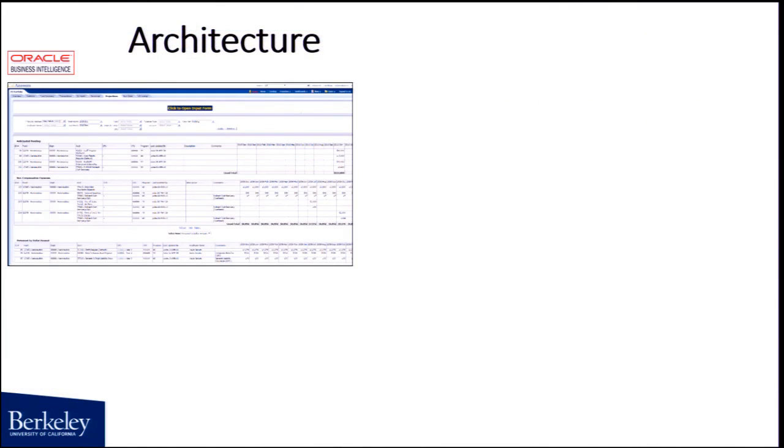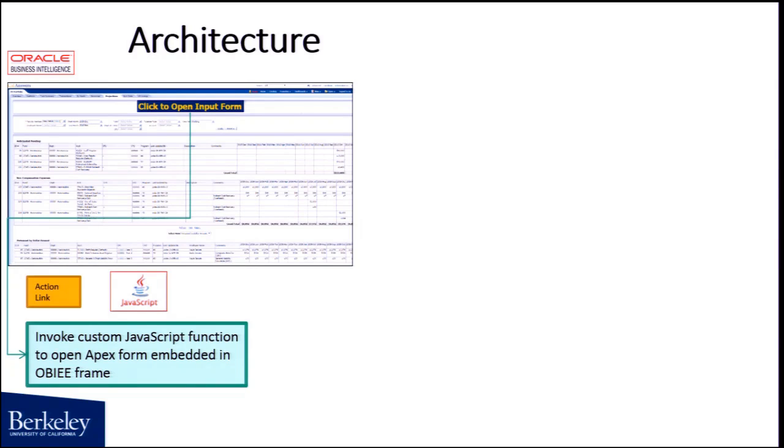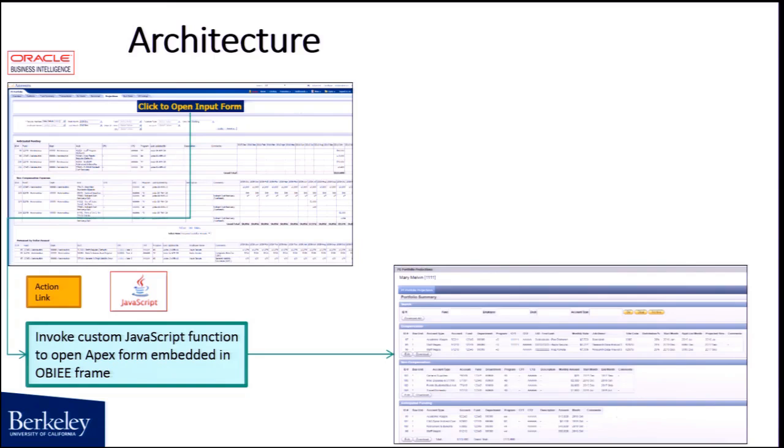So let's talk a little bit about the architecture of how we pulled this off. We have the OBIEE application, and that's where the users start. And we created this button, and we're using an action link and custom JavaScript to open the Apex form embedded within the OBIEE frame. And we have jQuery helping us to achieve this.